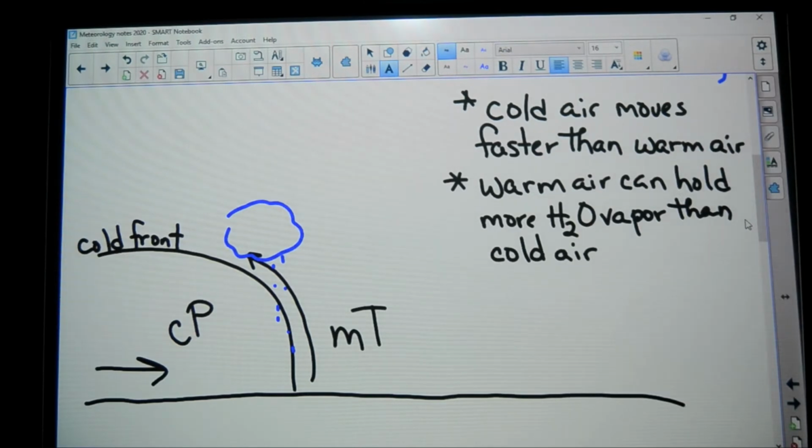So cold air can't hold the moisture. It comes in, it moves faster than the maritime tropical air. So what's happening is it's forcing that warmer, less dense air up and over its front. All right? As it pushes it up and over the front, as it gets pushed upwards, the pressure decreases.